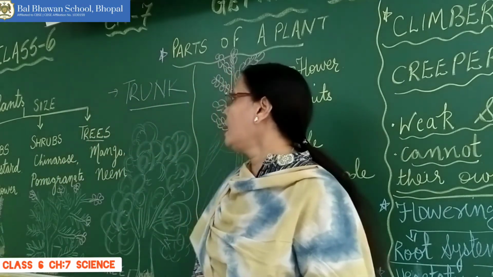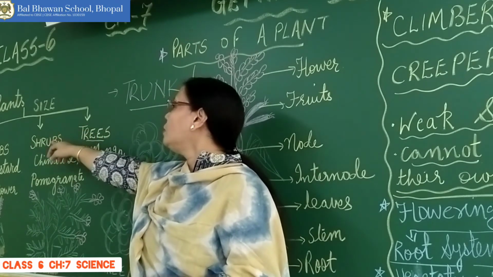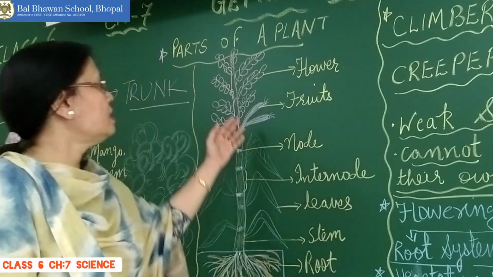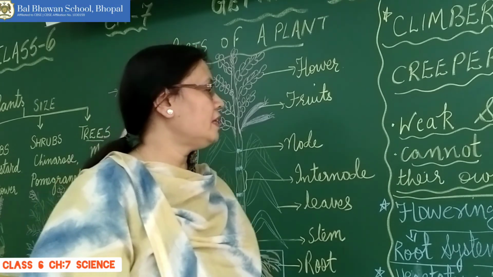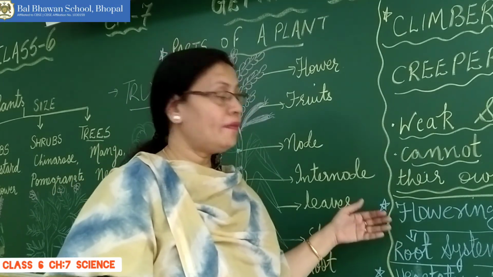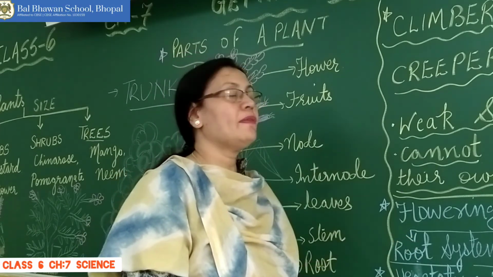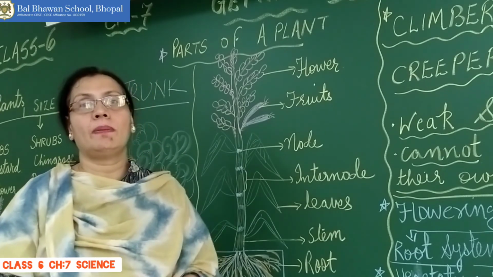So children, today we have covered plants. We have classified them into three categories, one on the basis of size. Then we have discussed parts of a plant. We have differentiated between climbers and creepers, and then we have also discussed what parts come under root system and shoot system, and what the vegetative and reproductive parts of the plant are.